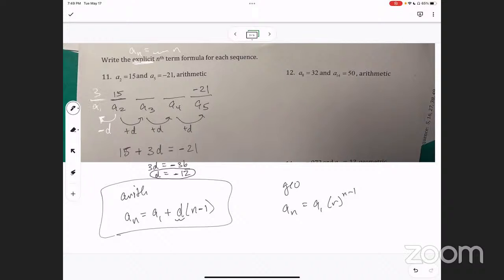So there's a sub 1 and there's d, and so now you can write the formula out. A sub n equals what? A sub n equals 3 plus negative 12 times n minus 1. So I'll just write minus 12 times n minus 1 like that. Equals 3 plus.